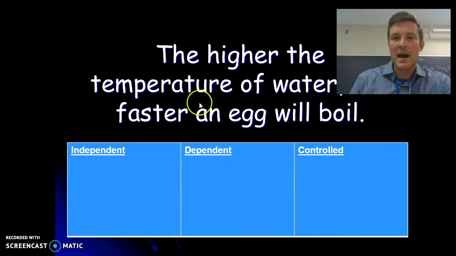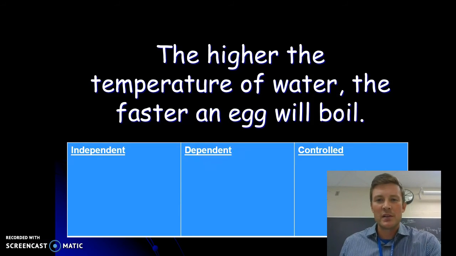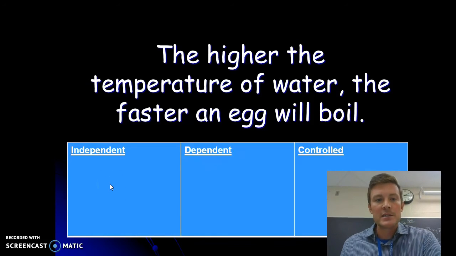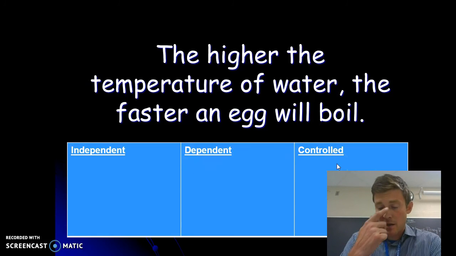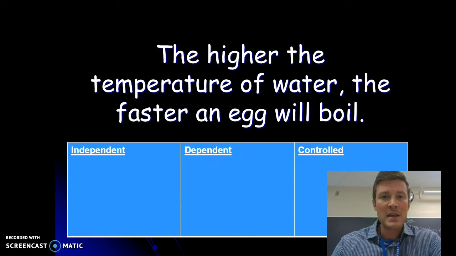This one says, the higher the temperature of water, the faster that an egg will boil. So that's more of a hypothesis on what they think would happen. The independent variable, or what you're changing on purpose, is going to be the temperature of the water. The dependent variable is our data. What were we measuring? We're measuring the time that it took the egg to boil. And then the controlled variables would be things like using the same type of egg, same size of egg. You're going to use the same amount of water, the same pots or pans, same oven, things like that.